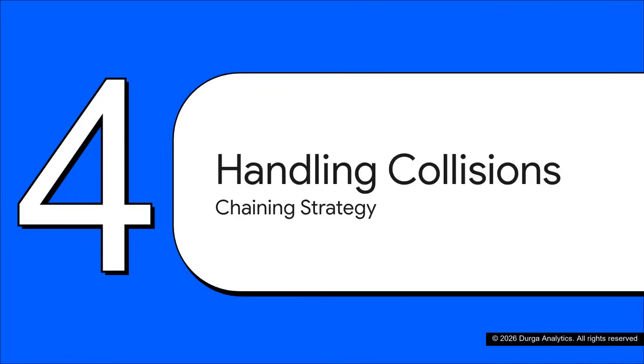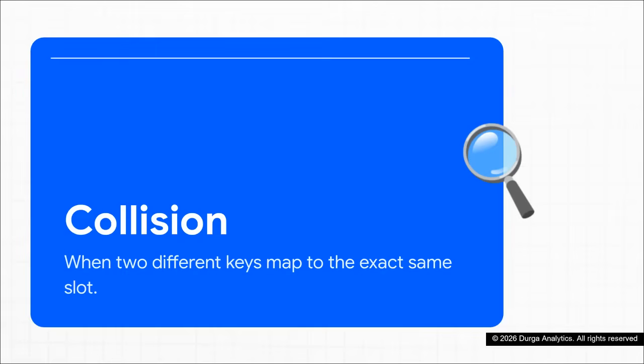Now for Part 4, handling collisions with chaining. Because let's be real, production software is messy, and we have to talk about what happens when two totally different keys output the exact same slot number. A hash function takes a massive, essentially infinite amount of possible keys and maps them into a limited, finite number of array slots. So eventually, you are going to have two keys that point to the same number. We call this a collision.